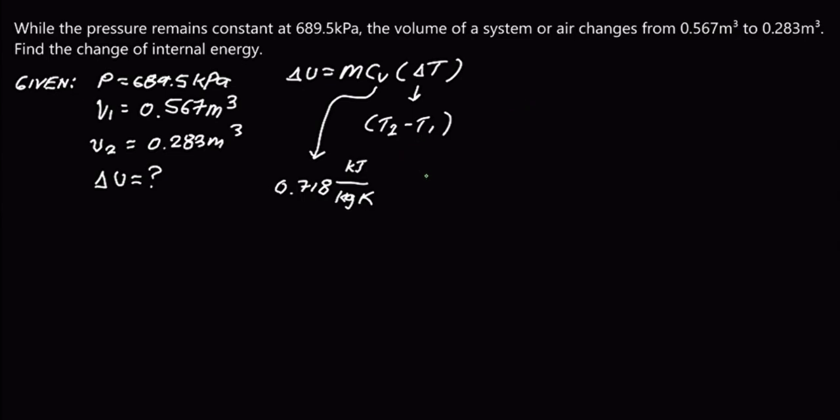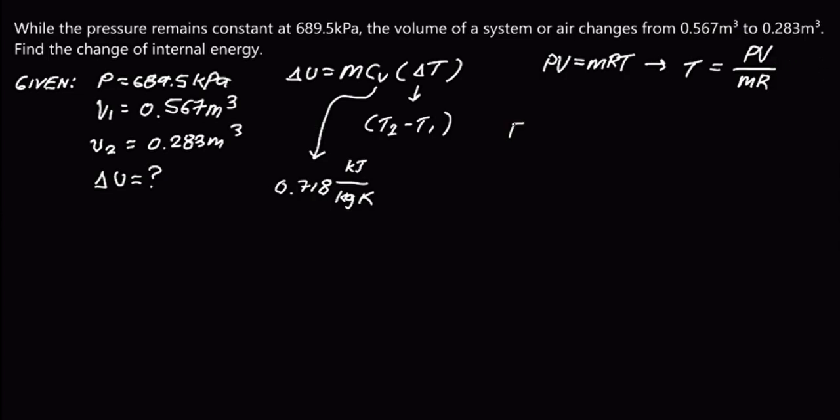Now if you noticed, we do not have a value for T2 and T1, which we will then have to solve for using the formula PV is equal to mRT, where rearranging for T would give us T is equal to P times V all over m times R.